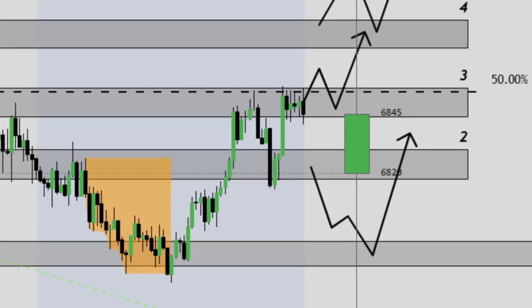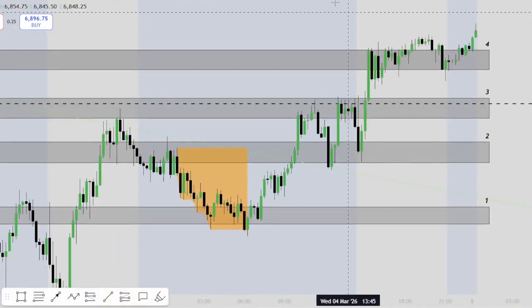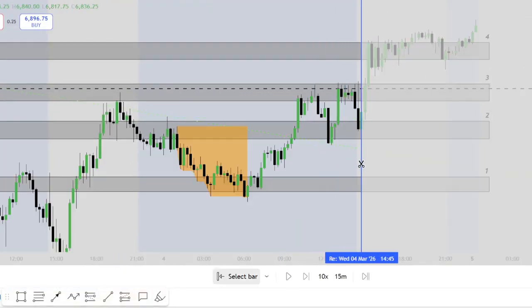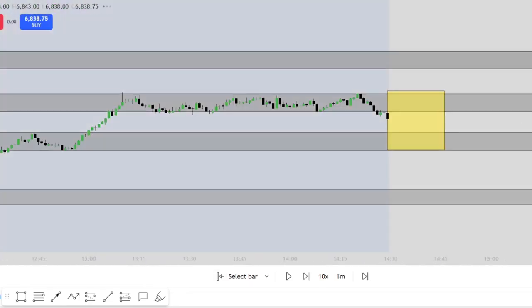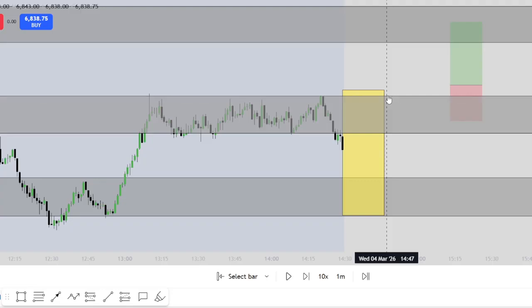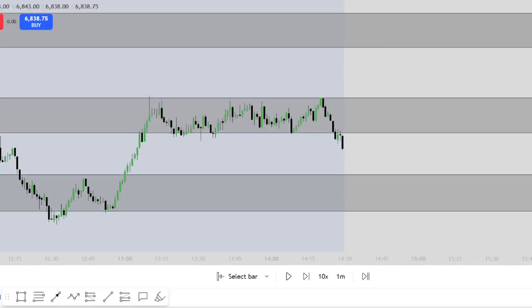So the reason I say that is because let's break down the New York session. So when we came into New York session, which was somewhere around here, what can you see, right? So even from my markings, it should become pretty obvious what I'm looking for. So coming into the New York session.